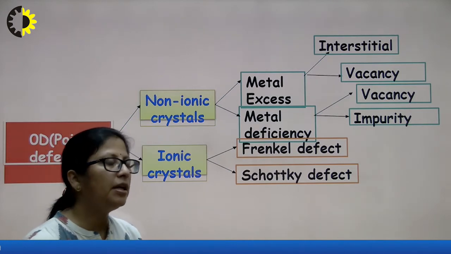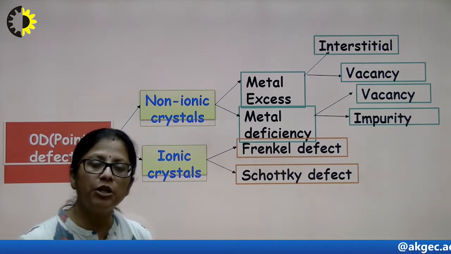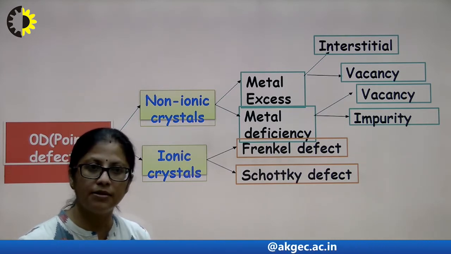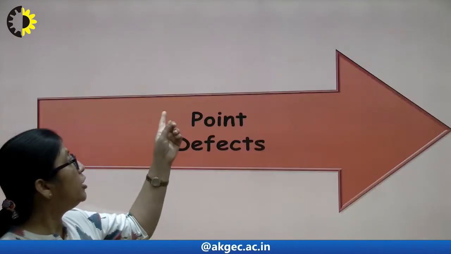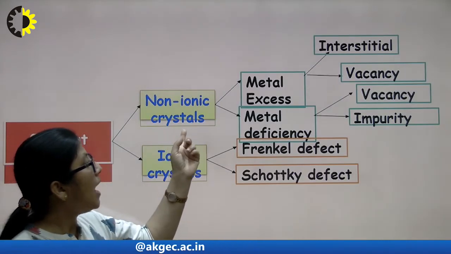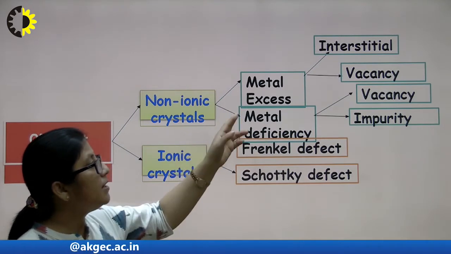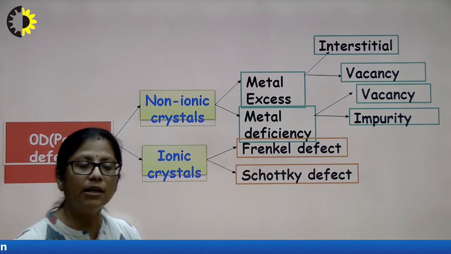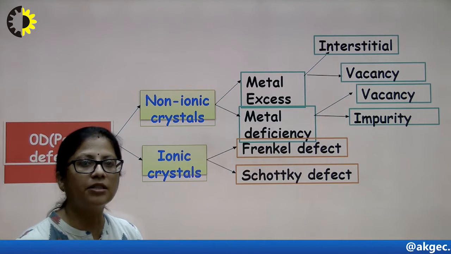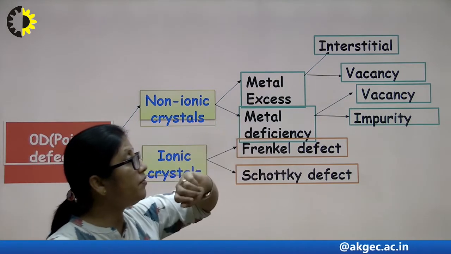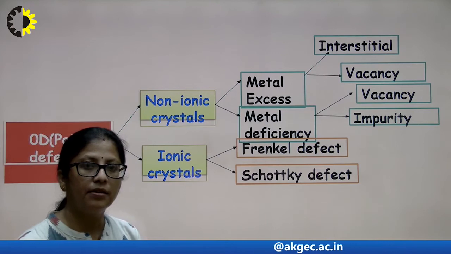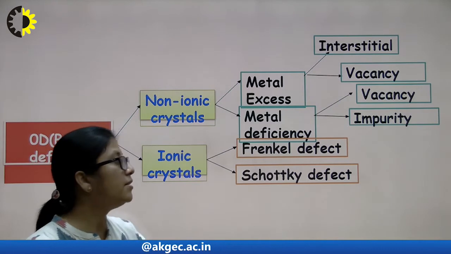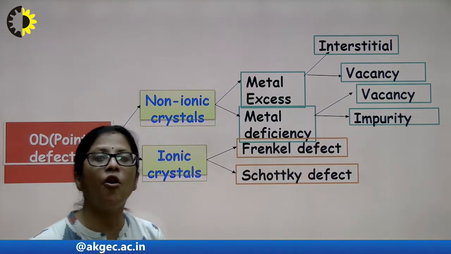And the second type is the non-stoichiometric defect, in which the number of positive ions is not equal to the number of negative ions. They occur in non-ionic crystals and are classified into two categories. They can be metal excess defects or metal deficiency defects. Again, the metal excess defects are classified into two, the interstitial defect or the vacancy defect. And the metal deficiency defect is also classified into two categories, that is, the vacancy defect or the defect due to the presence of impurity.